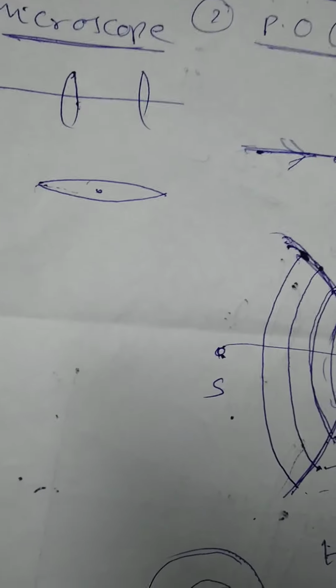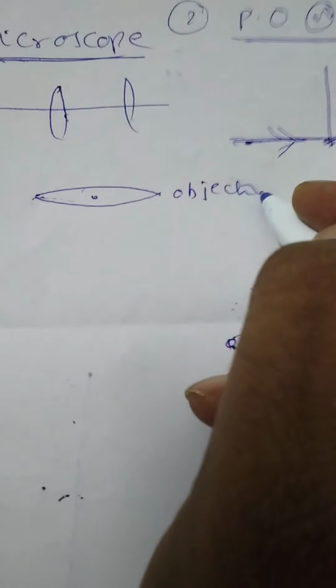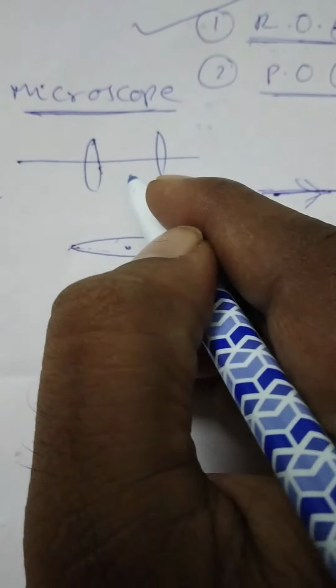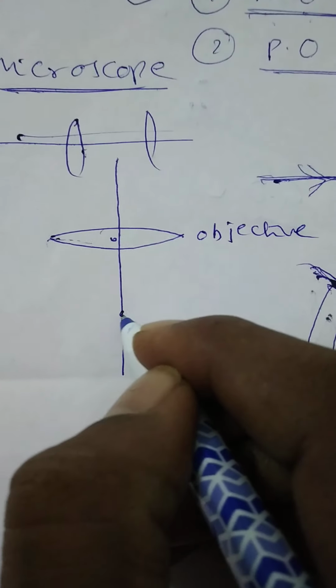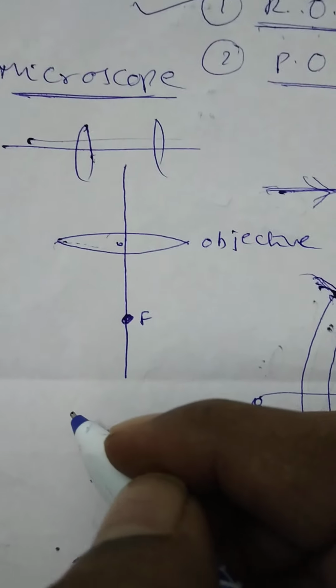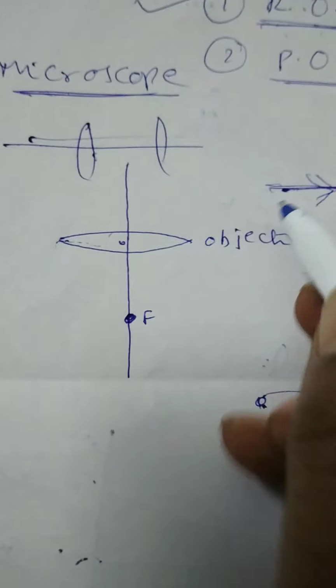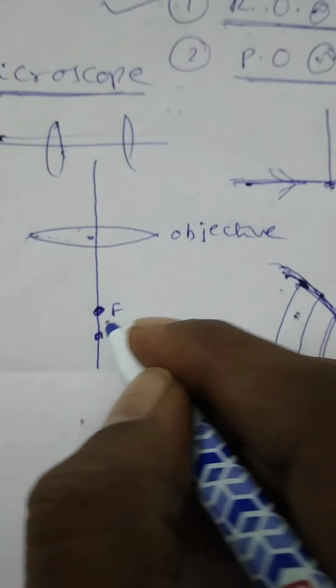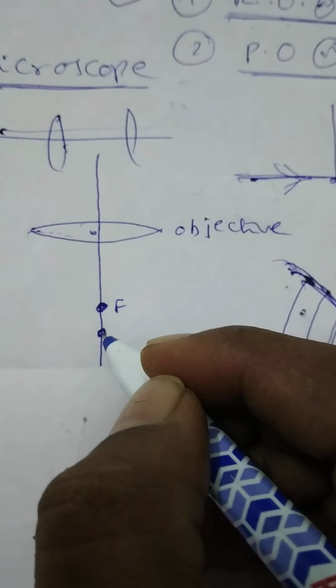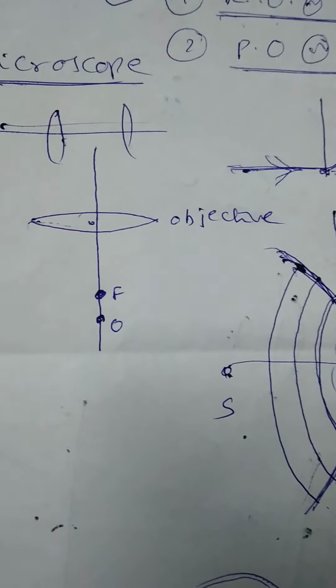Let us take it like this. Objective. And this is the optic axis corresponding to the objective. I am showing it vertically like this instead of horizontally, that's all. This is the focus of the objective, and a point object is kept just away from the focus. What is the position of the point object?